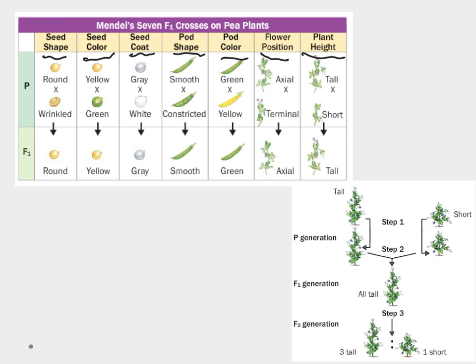And he was able to grow and breed the plants so that he had pure strains that would be either one of these conditions. So that means that if they bred, that's the only type of offspring they had.